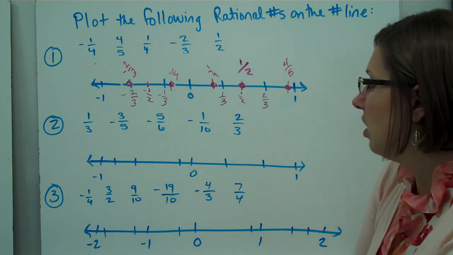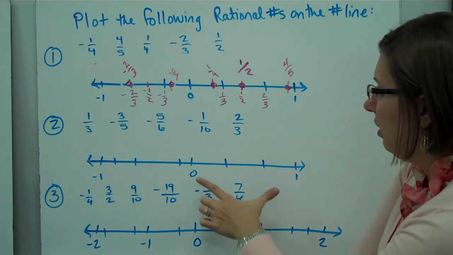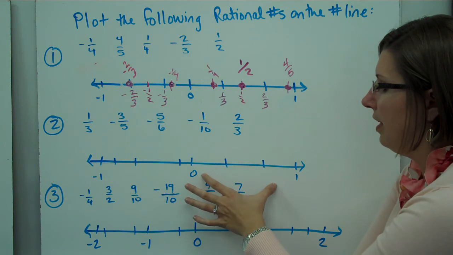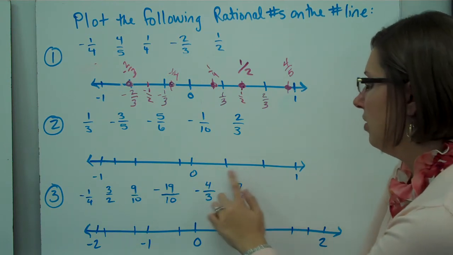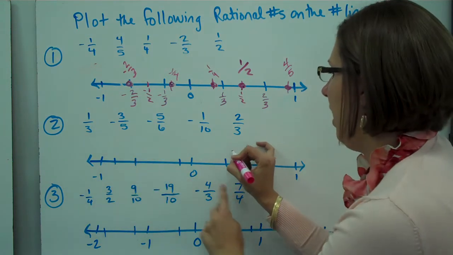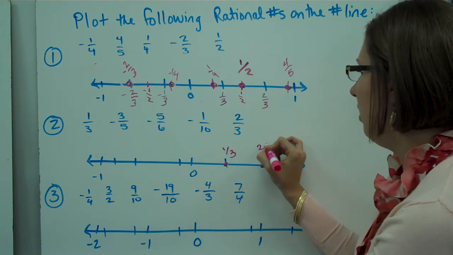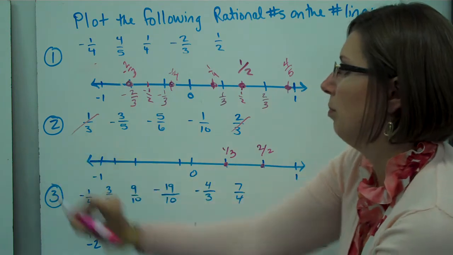Okay, let's start with what I know. If I look here, I've got 2 tick marks between 0 and 1, so that means I've cut this unit in 3 pieces. So this has to be 1/3, which I have as a point. And then this has to be 2/3, which I also have as a point that I'm supposed to plot.